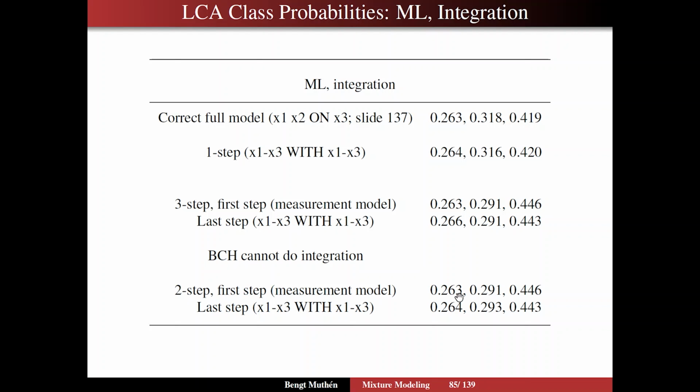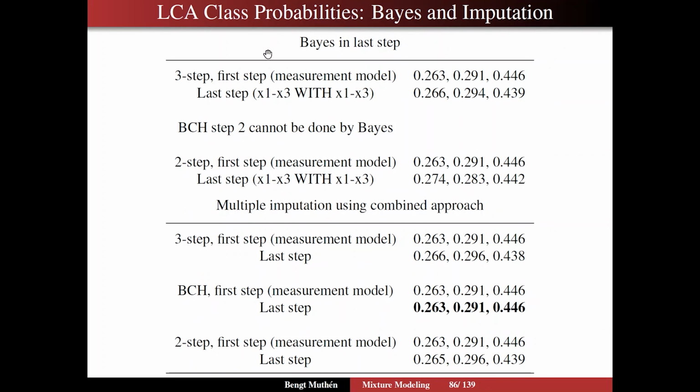First step measurement model, of course, that's the same values as for three-step, the same measurement model. And now the differences are also quite small, and I would say ignorable. Slide 86 then, let's take a look at Bayes, using Bayes in the last step. And the first step probabilities are the same as usual. And the last step then is once again a little bit different, but not far off.